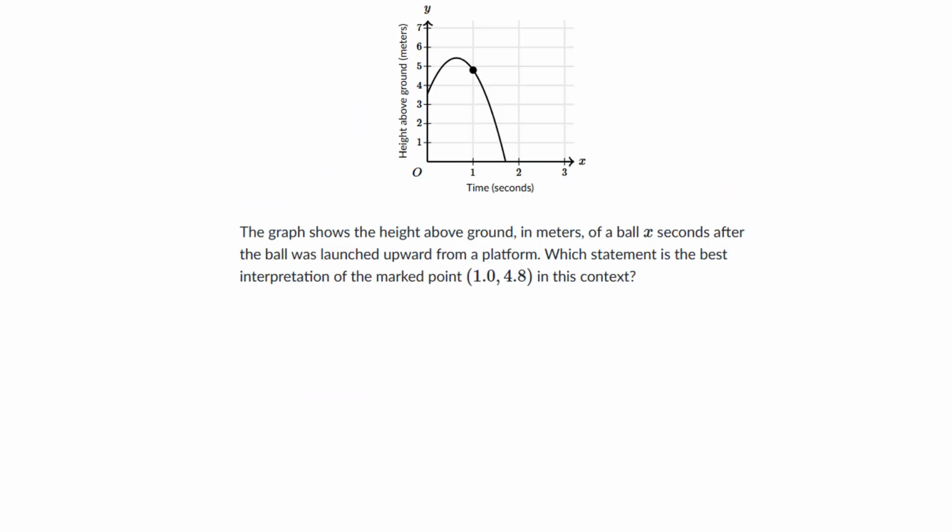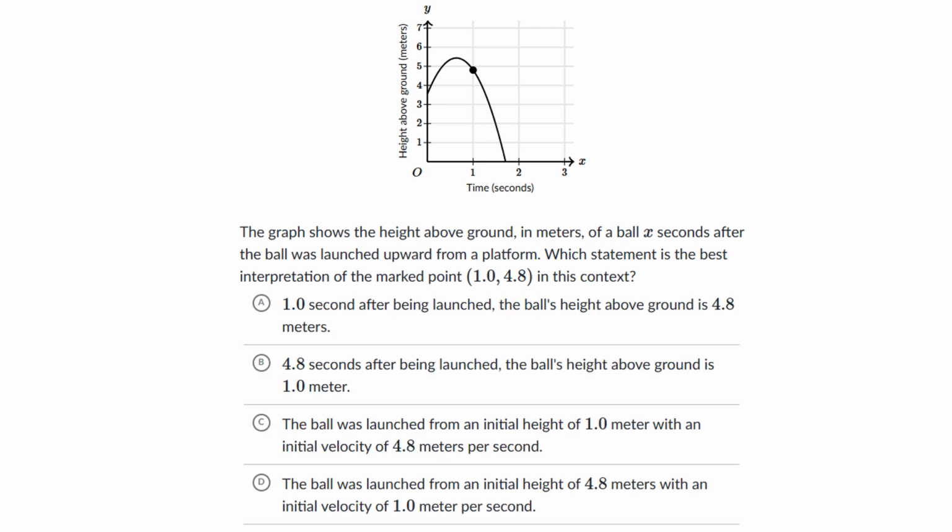And the final question. The graph shows the height above ground in meters of a ball x seconds after the ball was launched upward from a platform. Which statement is the best interpretation of the marked point 1.0, 4.8 in this context? Please pause the video and solve the question. Here are the options as well.